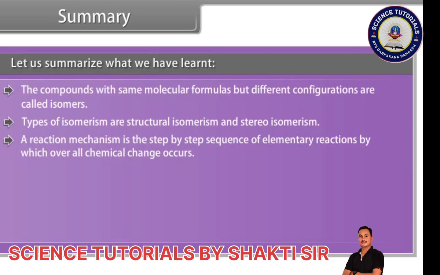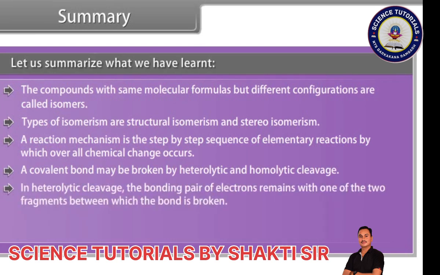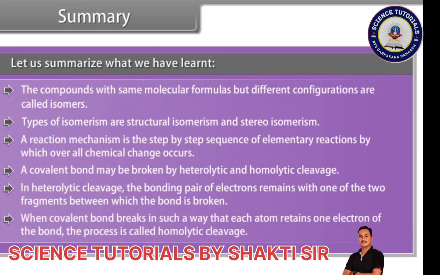A reaction mechanism is the step-by-step sequence of elementary reactions by which an overall chemical change occurs. A covalent bond may be broken by heterolytic and homolytic cleavage. In heterolytic cleavage, the bonding pair of electrons remains with one of the 2 fragments between which the bond is broken. When a covalent bond breaks in such a way that each atom retains 1 electron of the bond, the process is called homolytic cleavage.